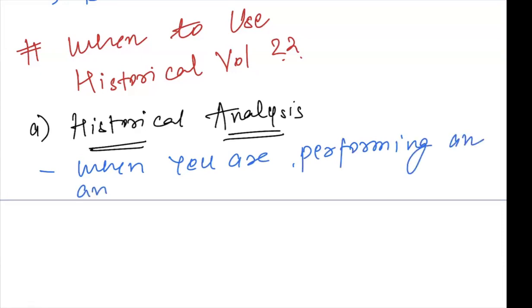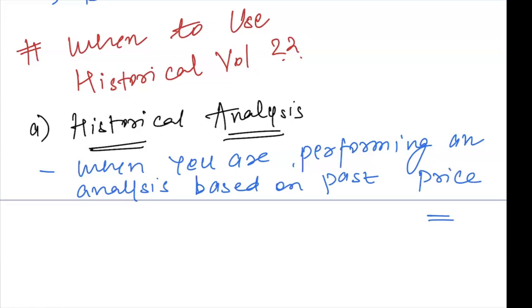So when you are performing an analysis based on past price, what does this mean? Let's say you have an option contract which expired in 2023, and you wanted to see how much difference there is between your actual price versus your model price. Model price basically means, using Black-Scholes, what price you are getting versus the price that you actually saw in the market. So that's how you do a historical analysis.